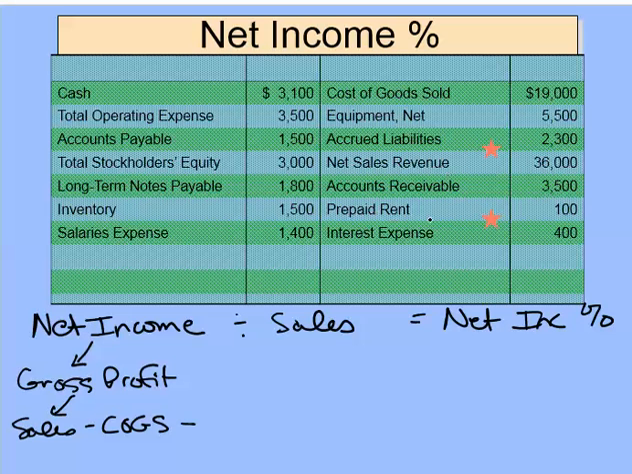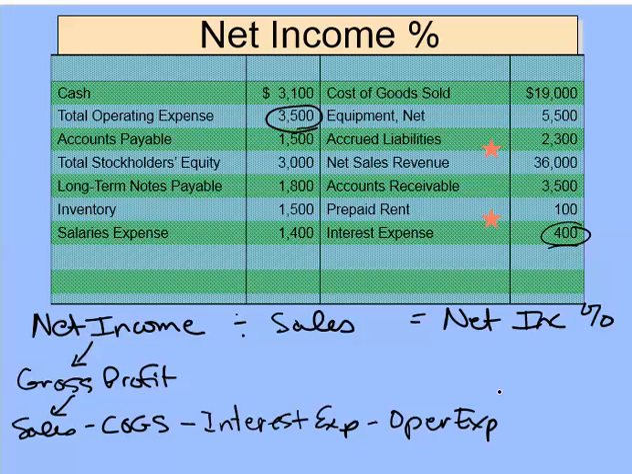So we have, it looks like, a rent expense of $100, interest expense of $400. Oh, excuse me there. Let me erase this one. That says prepaid rent, not rent expense. So the only other expense that we have to pay is $400 for interest. So I'm going to go ahead and subtract that, along with total operating expenses of $3,500. So that will include all of those other random expenses.